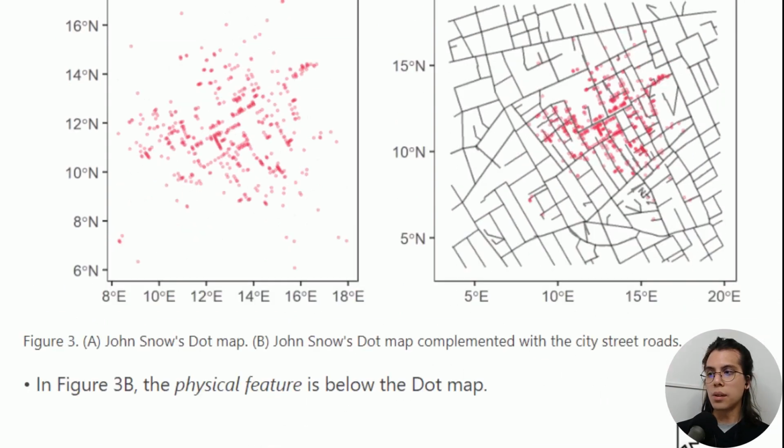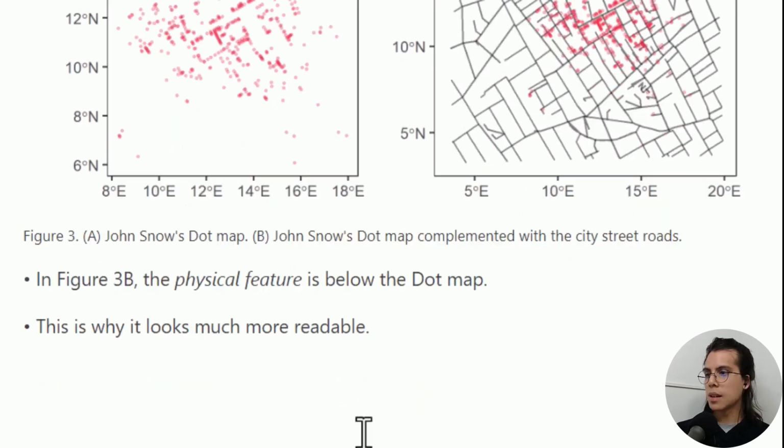So in figure 3b, the physical feature is below the dot map. This is why it looks much more readable.